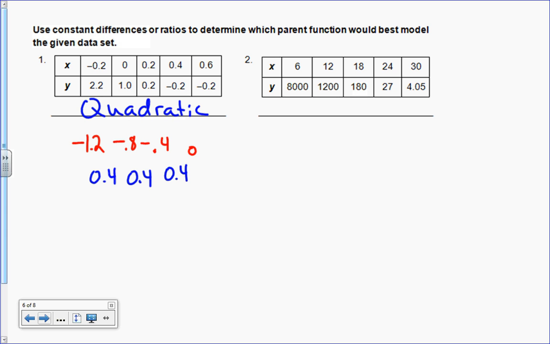Just like I did on that first one, on this one I'm going to try the division first. 4.05 divided by 27 is 0.15. 27 divided by 180, 0.15. 180 divided by 1200, 0.15. And 1200 divided by 8000, 0.15. So when I divide, I got the same number, so this is exponential. An exponential model would be best for that scenario.